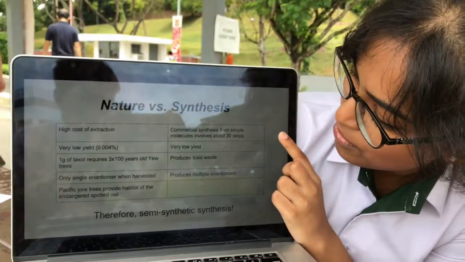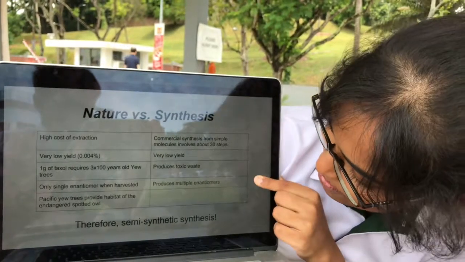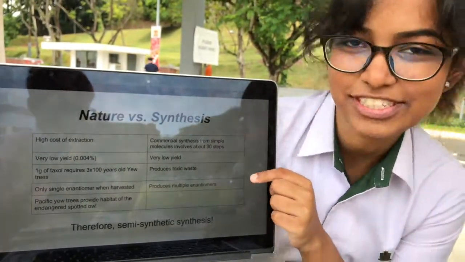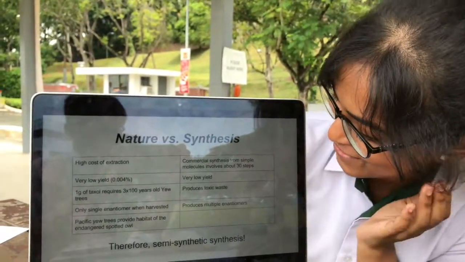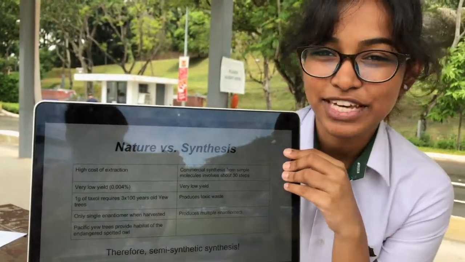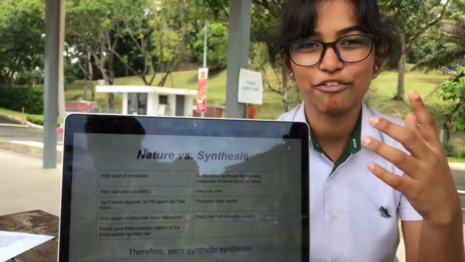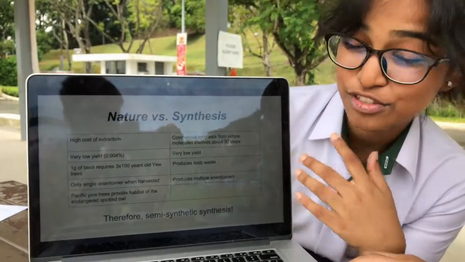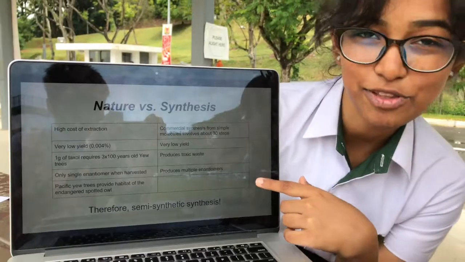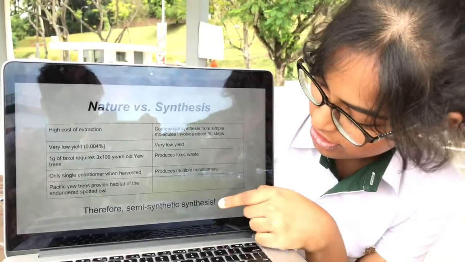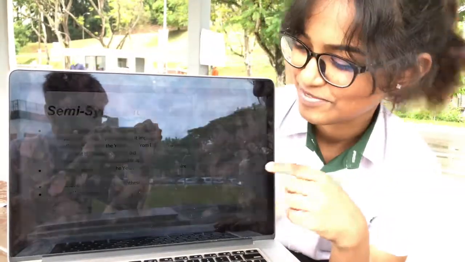Whereas the commercial synthesis of Taxol, actually there are not many things good about it, because it's a very complicated process. You need like 30 steps to derive one molecule, and there's still a very low yield, and also it produces toxic waste, and you get multiple enantiomers. So the thing called semi-synthetic synthesis came about.